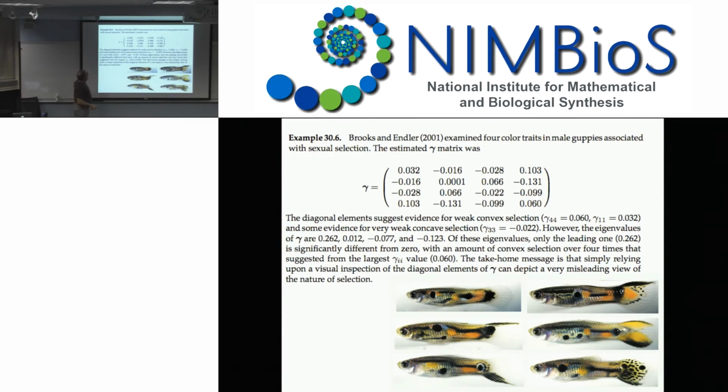Let's look at the eigenvalues. There are the eigenvalues. 0.26. So there's one direction where there is very strong disruptive selection, far stronger, 4 times stronger than you'd suggest from any of these diagonal elements. Likewise, there's another direction where there is strong negative selection. Again, 5 times larger than anything you see here. So the diagonal elements here are quite misleading.